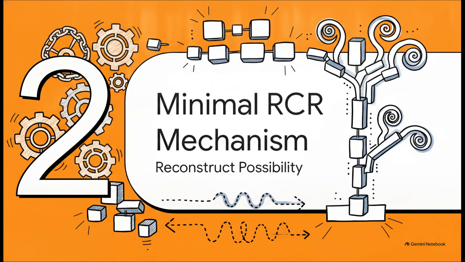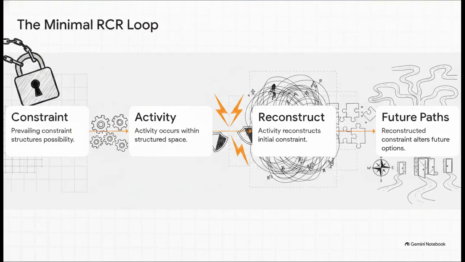Section 2, the minimal RCR mechanism. Reconstructing possibility. Now that we have a grip on constraints, let's see how they actually evolve, which brings us to the beating heart of RCR.